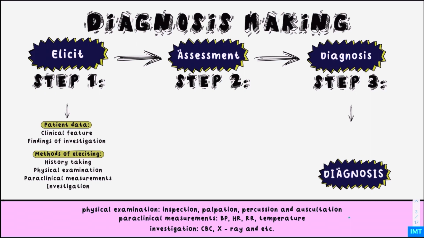Investigation depends on the system that we are observing. For example, CBC, X-ray, MRI, urine analysis, etc. Next step is assessment. In this step, we take the whole data that we already elected from the first step and we assess them, okay?